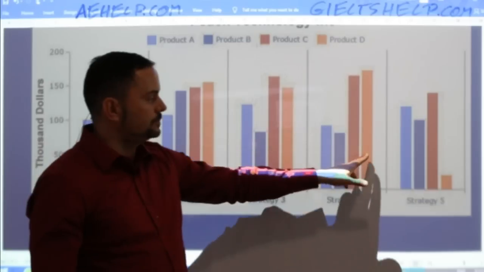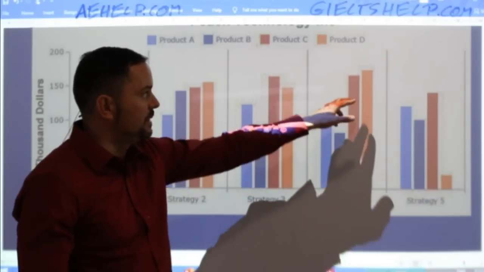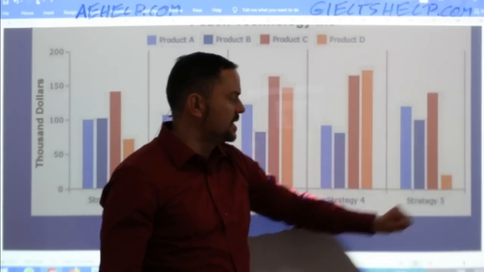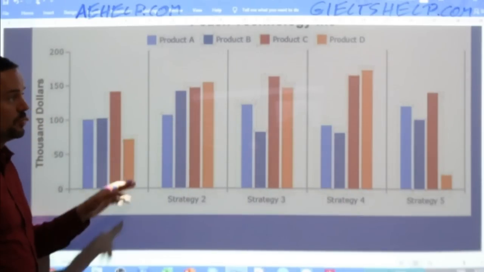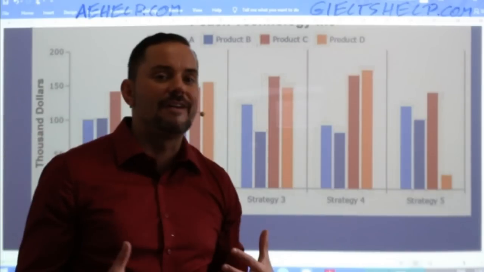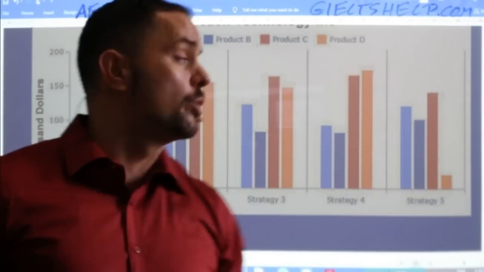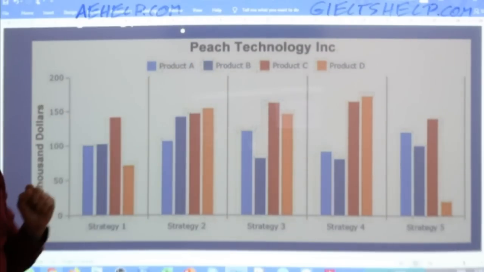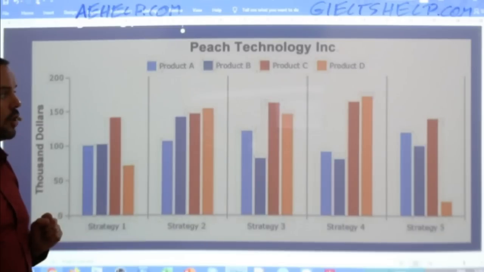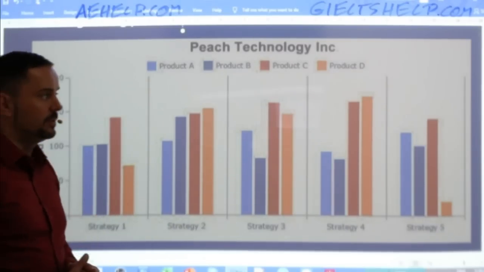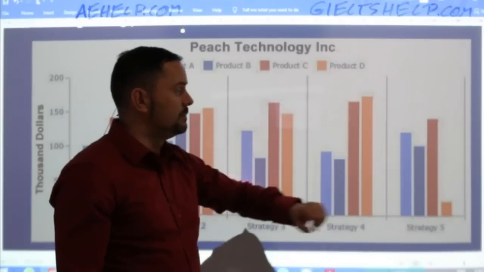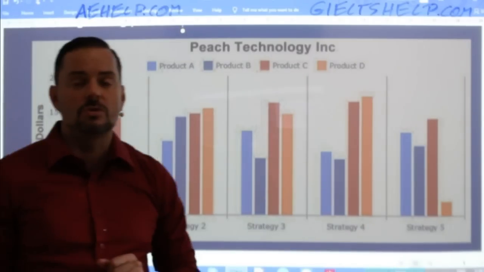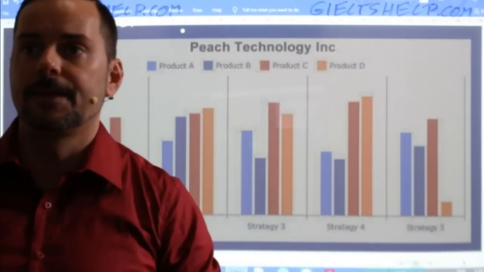So D and C are interesting for sure, because for D, we have very high sales in strategy 4, but we have very low sales in strategy 5 and quite low sales in strategy 1 that bring down its overall value. Again, if I'm a businessman working for Peach Technology Inc., that is a very important point for my colleagues, right? I'm sure you would agree that they would want to know that, oh, okay, that's great, but even more importantly, product C is our most valuable product overall. It performs very strongly in all strategies, okay?